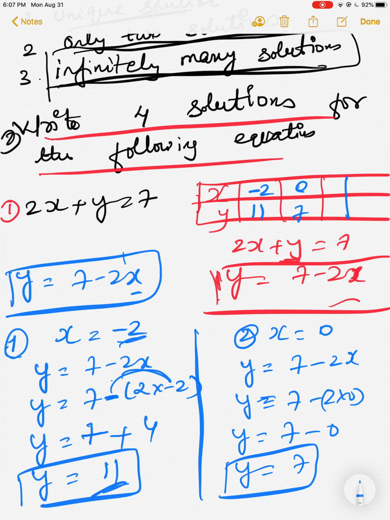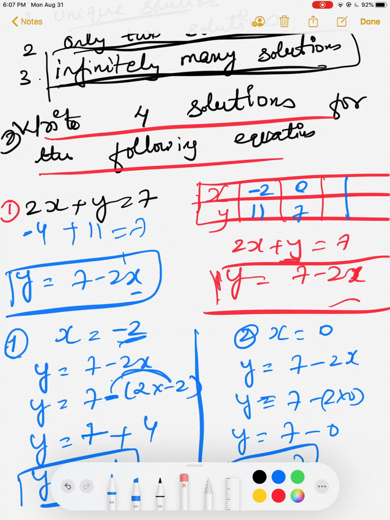Okay, supposing x is equal to 2, so -4 comes here, 2 into -2. y is equal to 11 minus 4, how much is that, 7 is coming. 11 minus 4 is equal to 7. LHS is equal to RHS. So -4 and 11 are called the solutions of the linear equation.